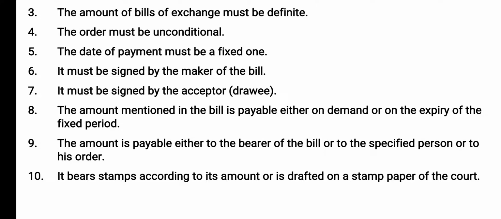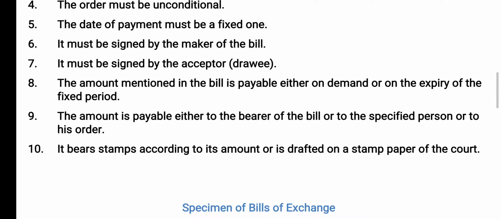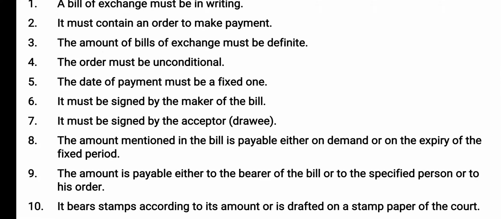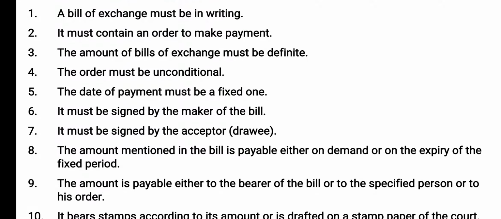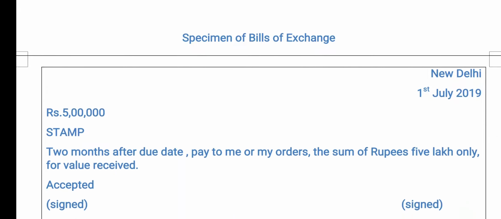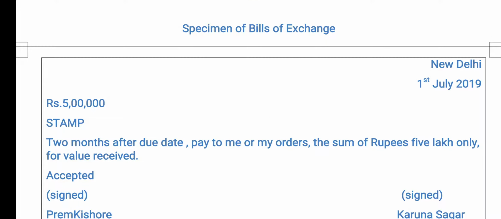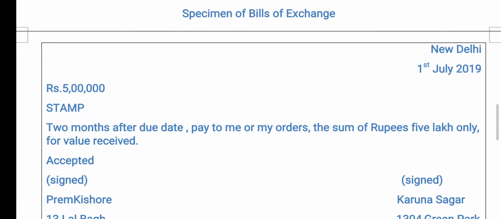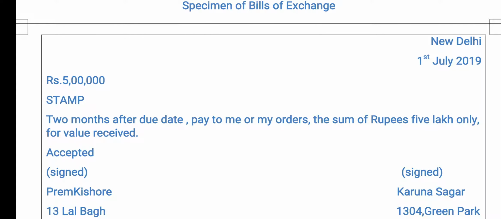So these are the few points or features of bills of exchange which make the definition of bills of exchange more clear to you. Now, I will give you the specimen of bill of exchange. You can see in one table there is a specimen of bills of exchange. So it will become more clear from this how you have to prepare the specimen of bills. Please make this specimen in your notebook.